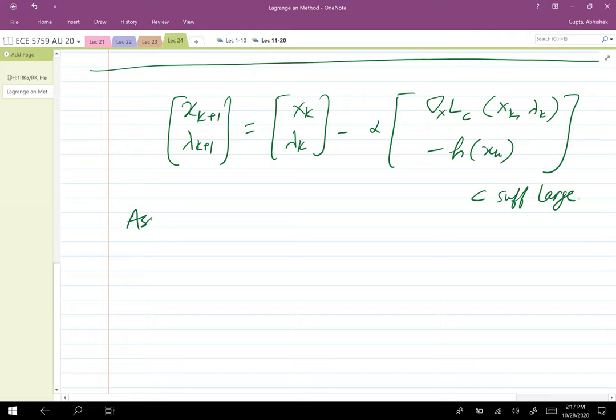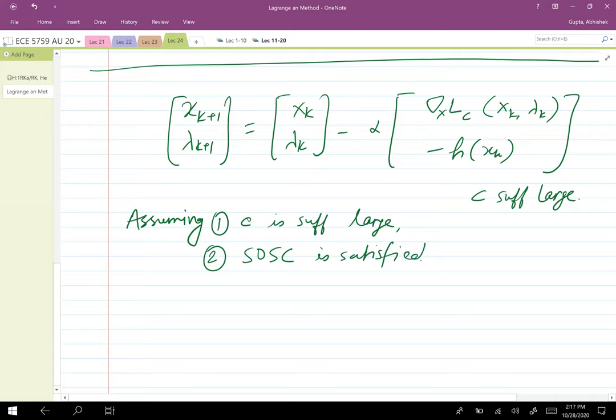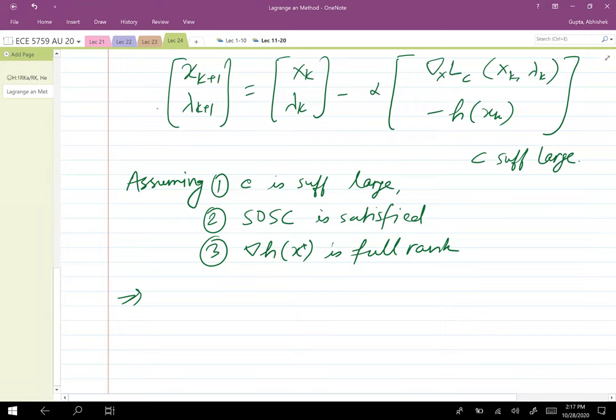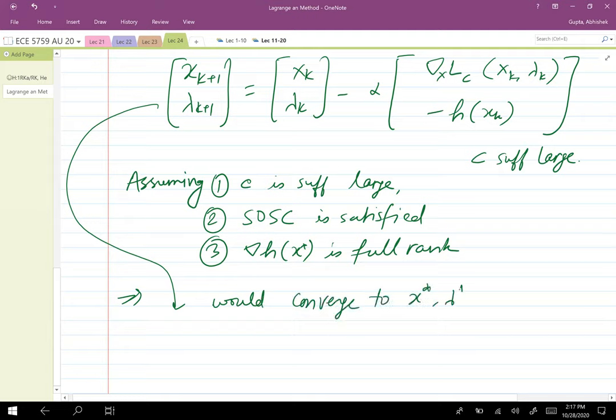So assuming C is sufficiently large, the second order sufficient condition is satisfied. Gradient of hx star is full rank. This implies that this iteration would converge to x star, lambda star. This is the augmented Lagrangian with the method of multipliers approach.